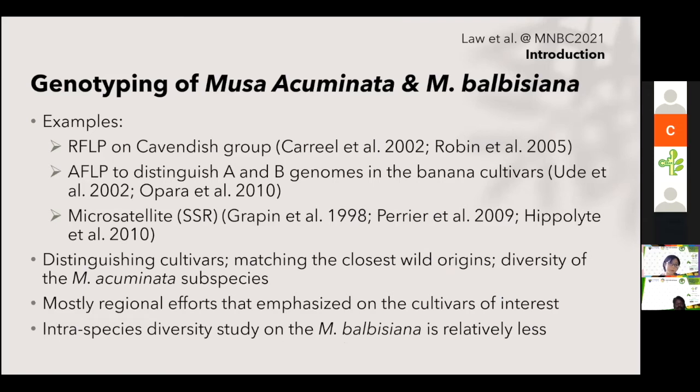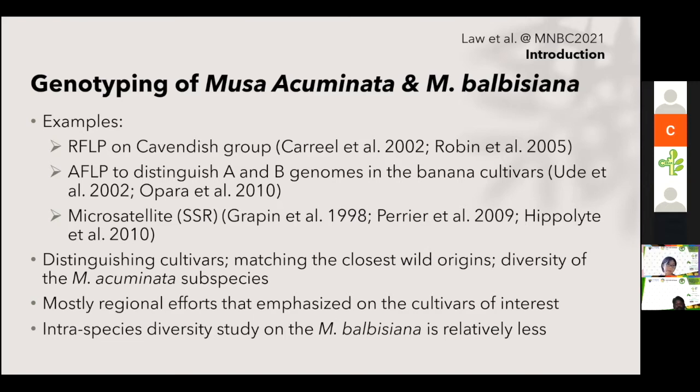So I can only list a few examples here. Basically, there are many genotyping methods. Some are profiling methods, DNA fingerprinting methods, for example, RFLP and AFLP. The more commonly used and more popular one is the microsatellite, and many others like retrotransposon, done by Dr. Teo. So there are many genotyping methods.